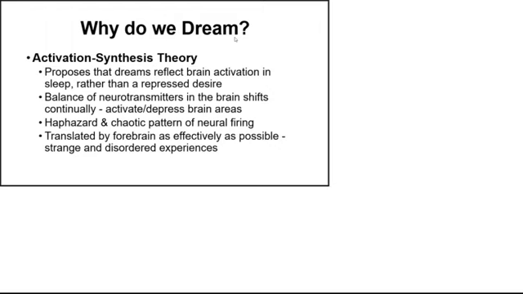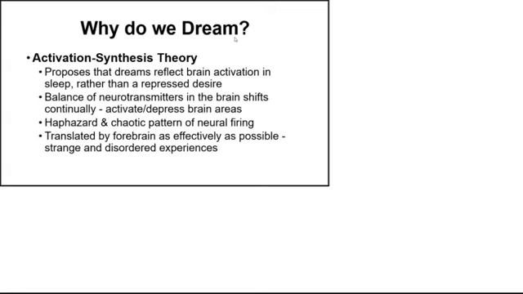So if we've talked about the fact that our brains are recovering and replenishing things and moving stuff around in our sleep to reset for the next day, then as these things are moving around, we might have activation or depression of activation in different areas. And this can produce a haphazard and chaotic pattern of neural firing. So stuff fires not because of stimulation, but because stuff's moving around in our brain.